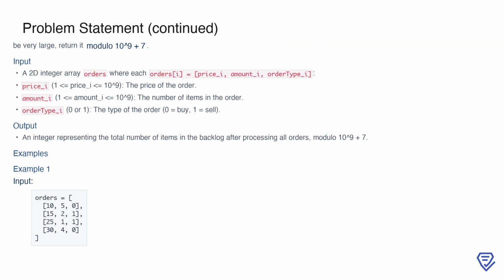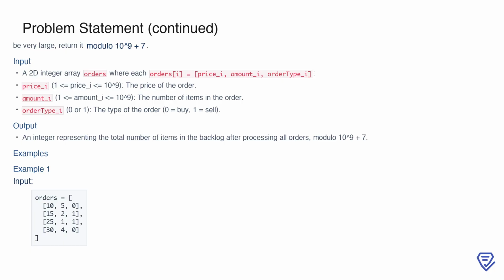Because the number of items in the backlog can grow very large, the problem requires us to return the result modulo 10 to the power of 9 plus 7. Looking at the structure of the input, the orders array contains at most 10 to the power of 5 rows, with each row consisting of 3 elements: price_i, amount_i, and order type_i. The constraints specify that price_i and amount_i can be as large as 10 to the power of 9, meaning the problem involves handling very large values efficiently.